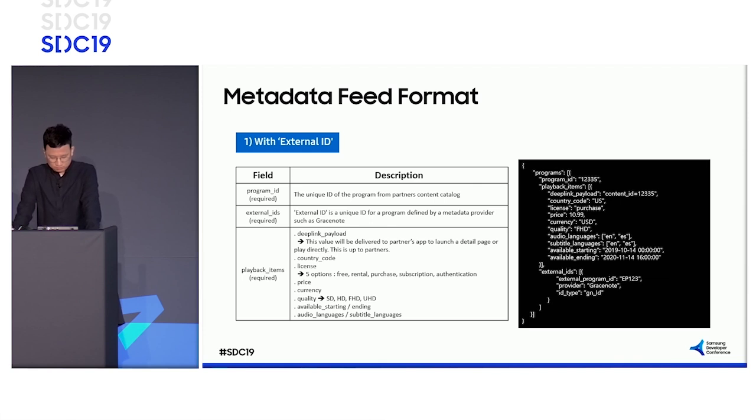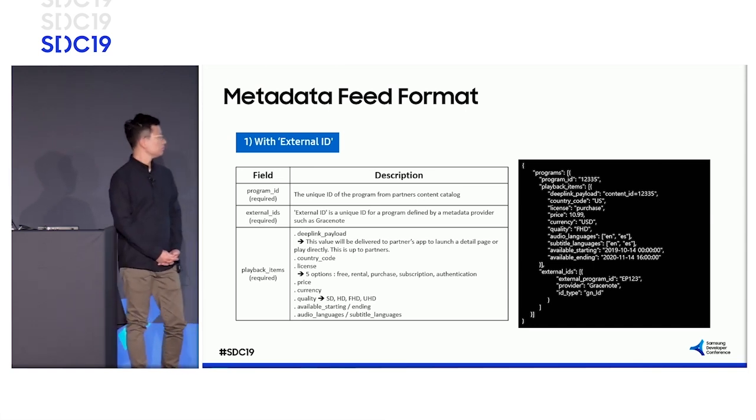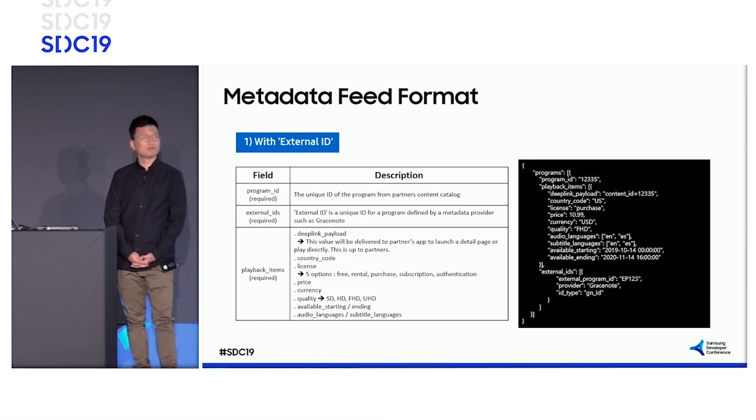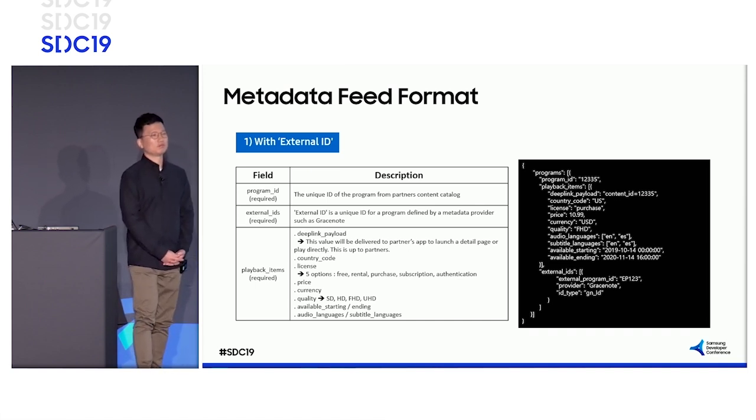subscription or transaction. It is actually not related to that. As you can see in the playback items, there is a license. License consists of free, rental, purchase, subscription, or authentication. You want to serve your OTT contents by subscription, right? Yes. Then you can fill the license field with subscription, and its deep link in the deep link payload field. Then your content will be exposed in discovery services as free with subscription, and the user can choose your watching option to watch the content on your app.